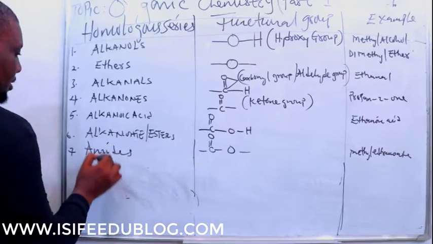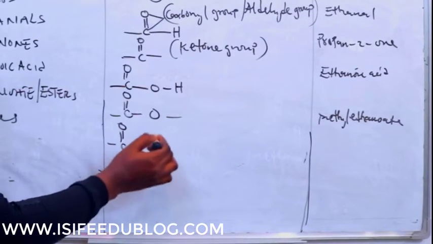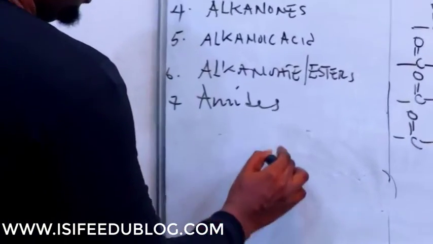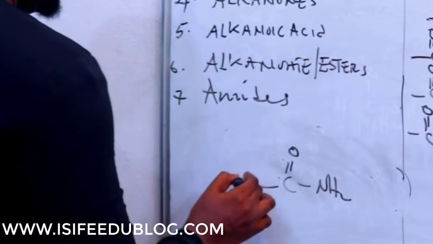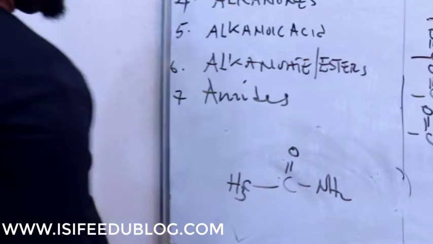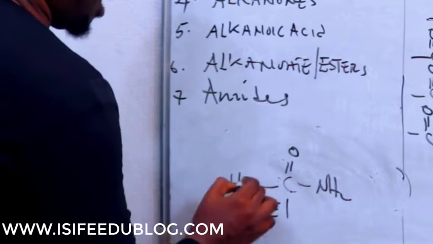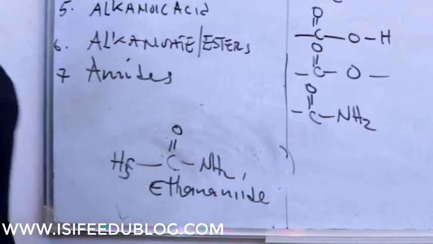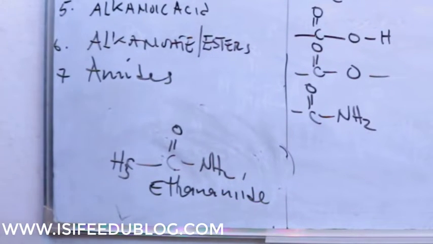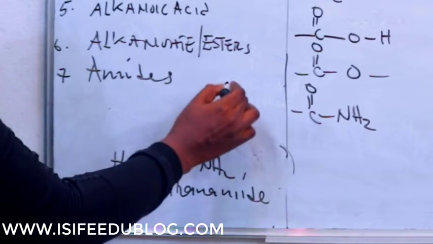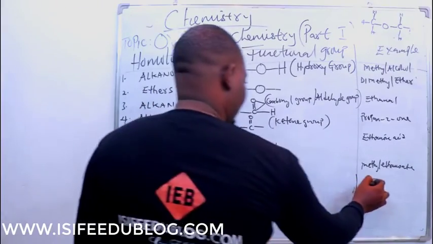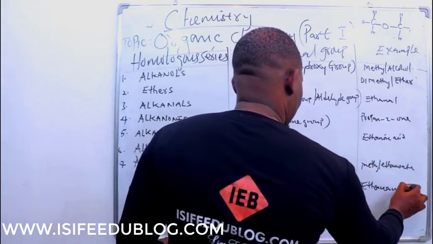Amides. Amide is also a carbonyl that is linked to NH2. So what if this open chain is linked to CH3? One name given to this amide: eth means carbon 2, so ethanamide. If it's ethanamide, what will be the formula for methanamide? This time we're going to take away CH2, so I have H. So this is methanamide. Ethanamide is my example.